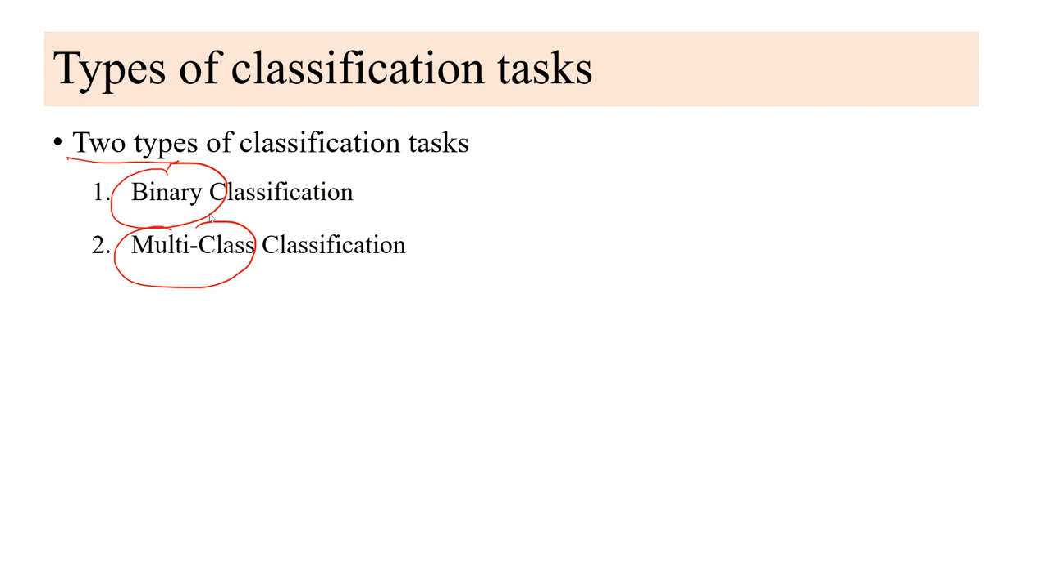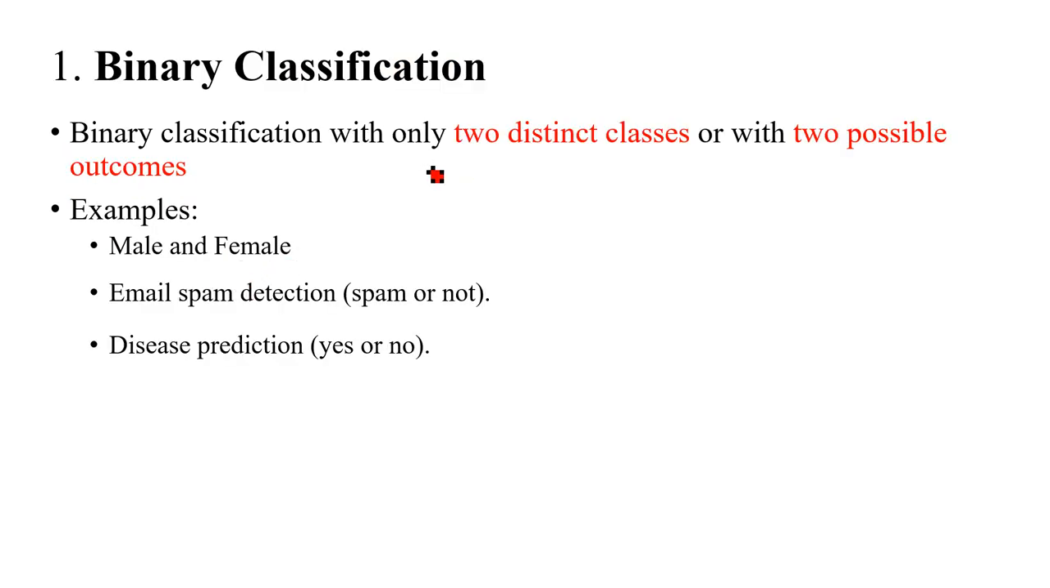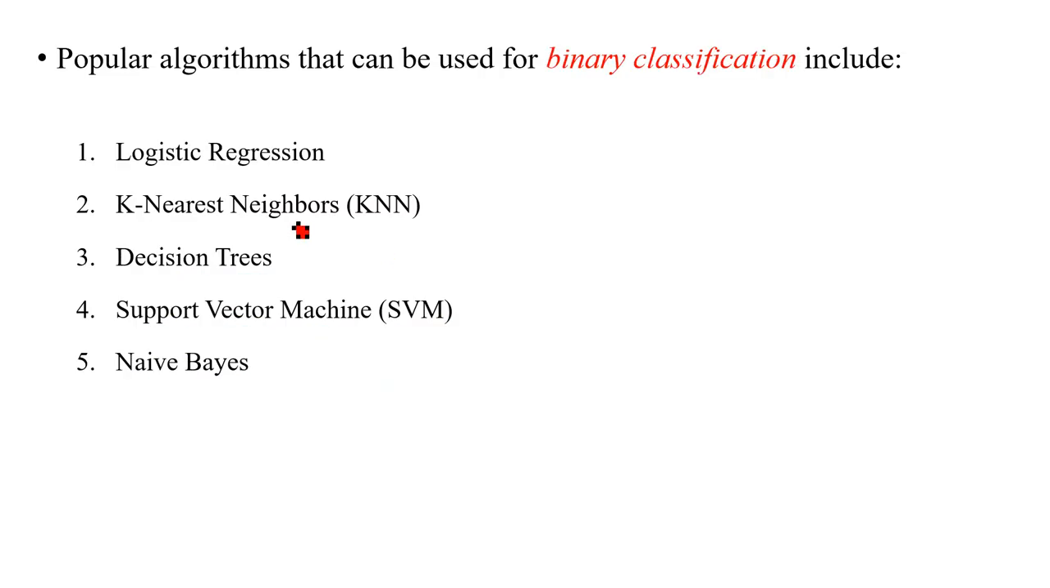What is binary class? Binary classification has only two distinct classes, meaning two possible outcomes. Two possible outcomes means, for example, male or female, email spam detection where the given mail is spam or not spam, and disease prediction, whether the person has the disease or not, yes or no, positive or negative. The popular machine learning algorithms for binary classification are logistic regression, k-nearest neighbor, also known as the KNN algorithm, decision tree, support vector machine, also known as the SVM algorithm, and naive Bayes.